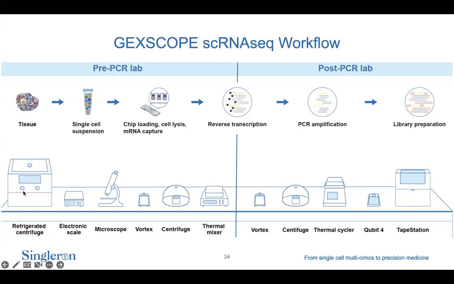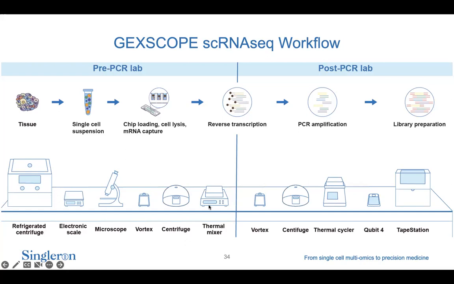So in the pre-PCR lab, if you start with a tissue, you would need an electronic scale. You would need to basically weigh your tissue. Our products work with roughly 100 to 200 milligrams of tissue. So this is the input that you should use. And when you are preparing your single-cell suspension from the tissue, you would also need to have a refrigerated centrifuge in order to prepare a high-quality single-cell suspension.